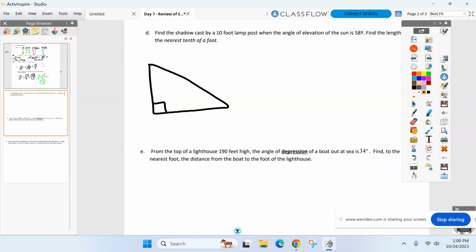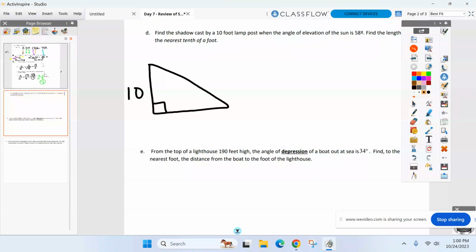Okay. I just got to laugh. That's it. 10-foot lamppost. Where's the lamppost up here? It's a lamppost. Vertical, right? 10, right? Okay. Don't worry about the 58 degrees.